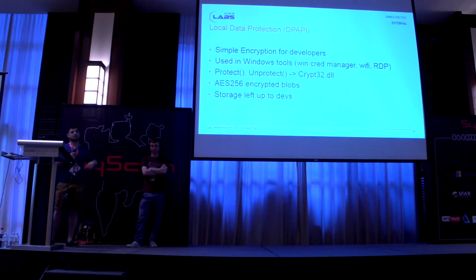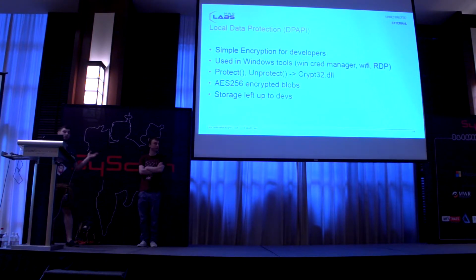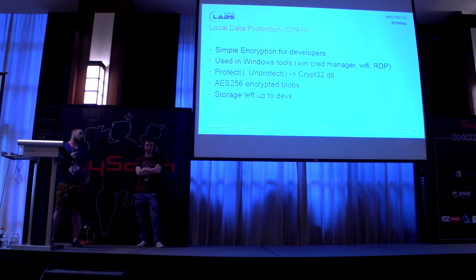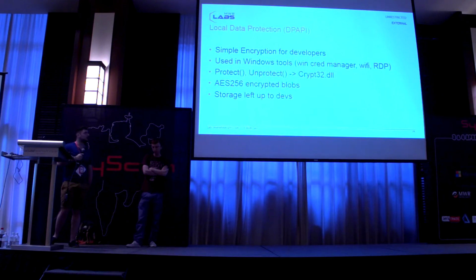You've got Protect, which takes a plain text blob and will give you back a ciphertext, and Unprotect obviously does the reverse. So that's where the native methods are, crypt32.dll, but there's also a .NET layer to access those in the System.Security.Cryptography.ProtectedData class. It's AES 256 encrypted blobs, but it literally only deals with the encryption and decryption. It doesn't actually deal with any storage of that encrypted data. So obviously that is kind of left up to developers to store the data properly.